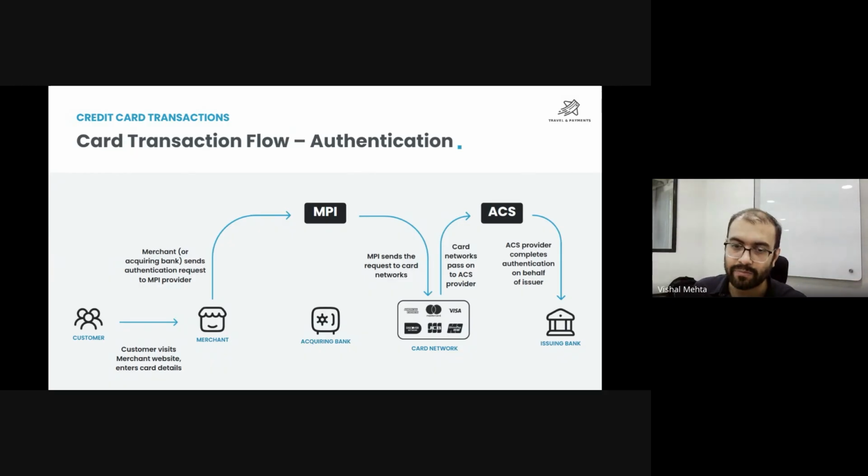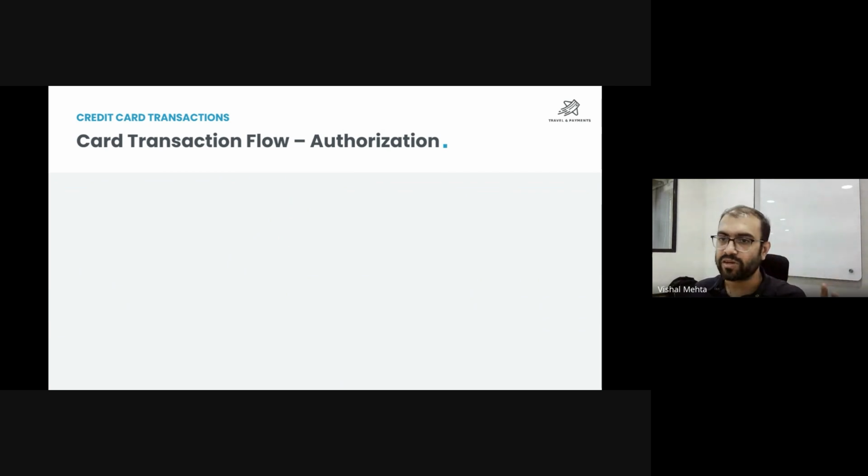And all of this happens in a split of a second, right? Essentially, all your OTPs, two-factor authentications, in order to process the transaction when it comes to cards, are going through this particular route, right? Merchant is sending to MPI, MPI is sending to card network, card network sending to ACS, and ACS sending to the issuing bank. So this is complex. There are some acquirers and some MPIs who charge anywhere from 0.02% to 0.1% to do one authentication. It really depends on the cost of the transaction, right? So that's the first step, authentication.